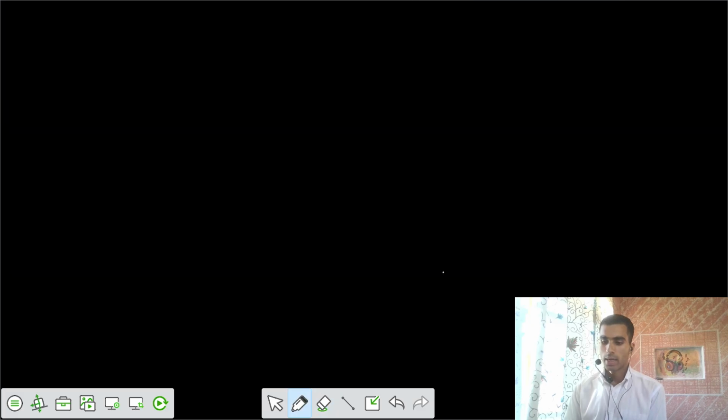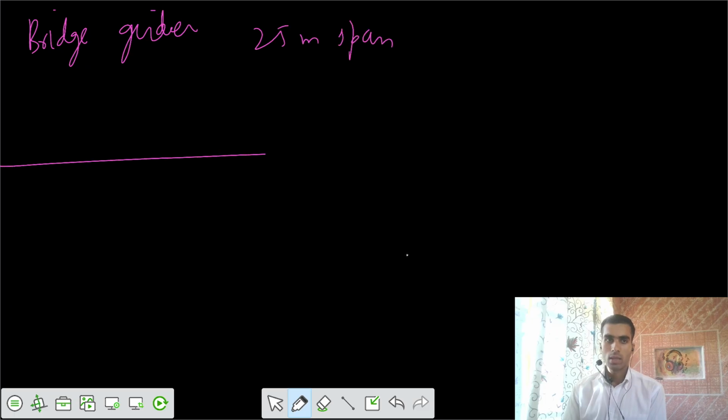So it's saying that we have a bridge girder. The next problem is a bridge girder of 25 meter span, and we need to get the bending moment at a section that's 10 meters. So here we have a section C at 10 meters, and this part is 15 meters, and we need to get the bending moment at C.